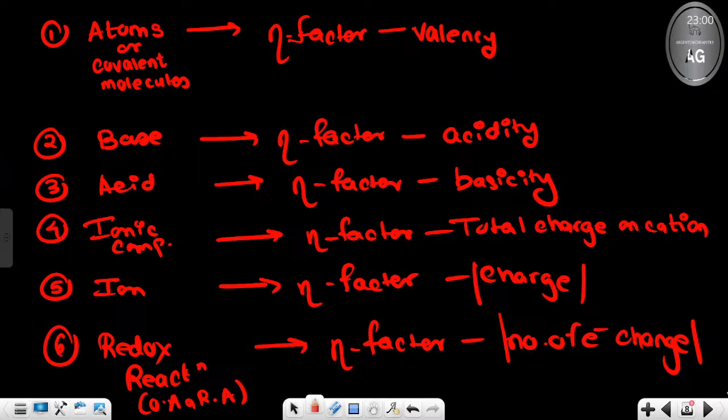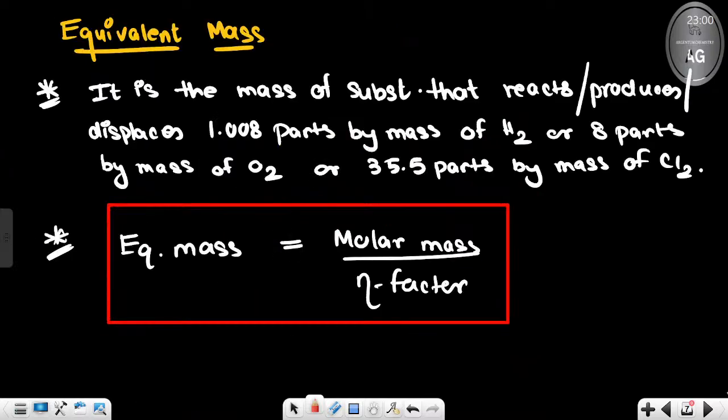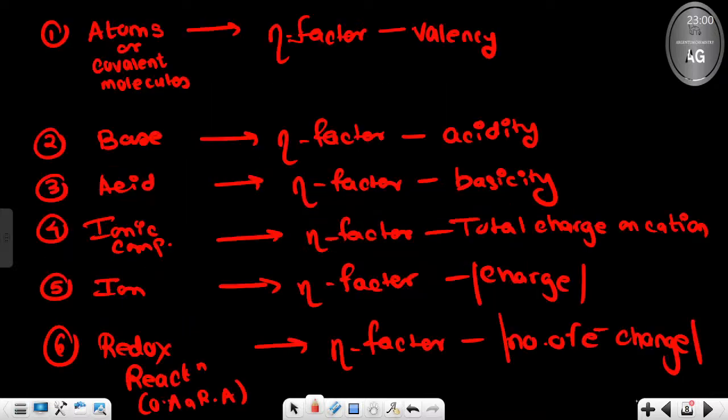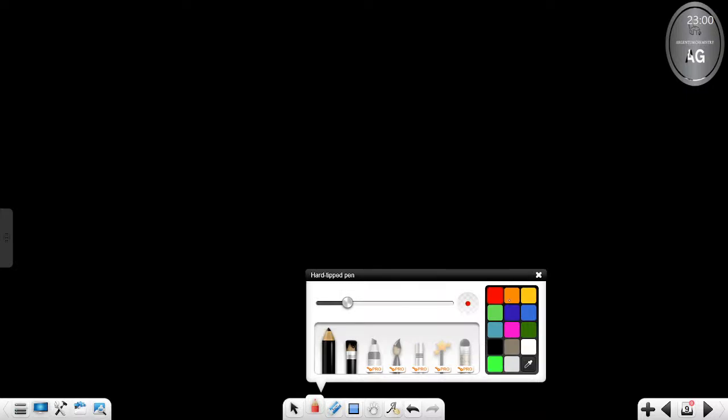So these are the quick notes of equivalent mass calculation, so please make sure that you know all this. Based on this you can calculate the equivalent mass, and the moment you calculate the equivalent mass, you are well prepared to move on to the next part, normality. Now before moving on to normality, again I have to say something else. That is basically your gram equivalent mass.